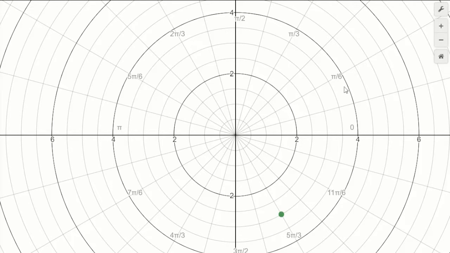All right, so now let's put the point on. That point is right there, and it reads 3 comma negative pi over 3. And now I'm going to switch over to the other Desmos.